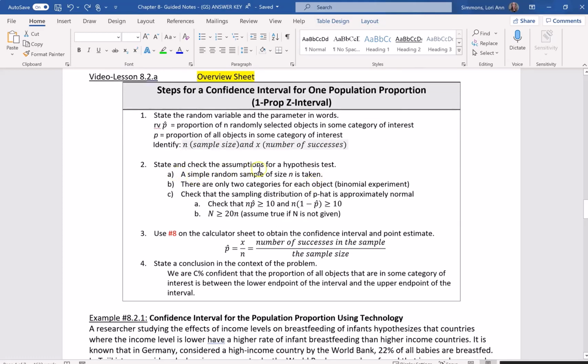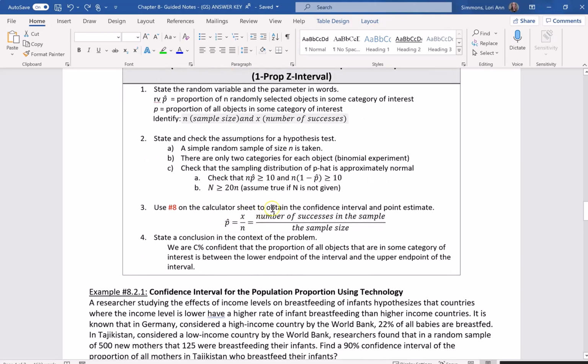Then you need to check assumptions. Is it random? And there needs to be 2 categories. So you received the flu shot or you did not receive the flu shot. So 2 categories. C, check the sampling distribution that it's approximately normal by completing these. And then number 8 on the calculator sheet to obtain the confidence interval and point estimate.